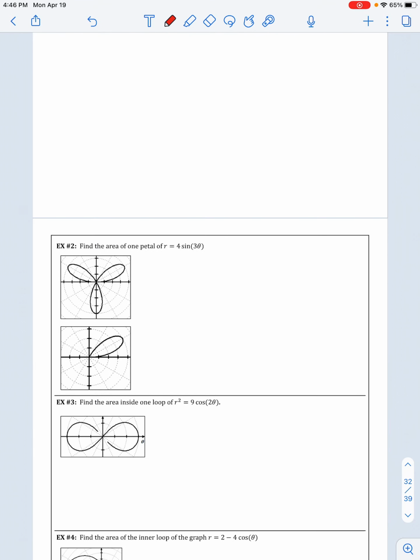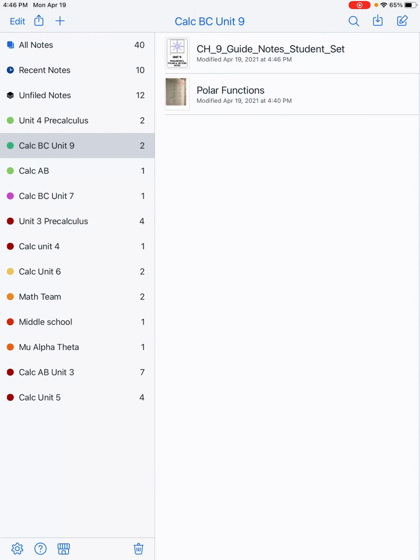All right, let's go to our example number 2. Now, this was what I wanted to show you. I don't know if you remember in the last video, I was like, does it go from 0 to pi or from 0 to 2 pi? The reason I said that is because this shape is created in pi radians. Now, if I went from 0 to 2 pi, it just creates it again over itself. So you can't even tell.